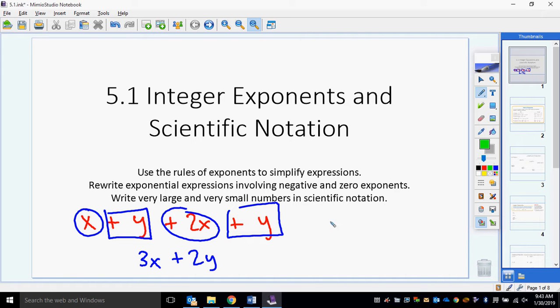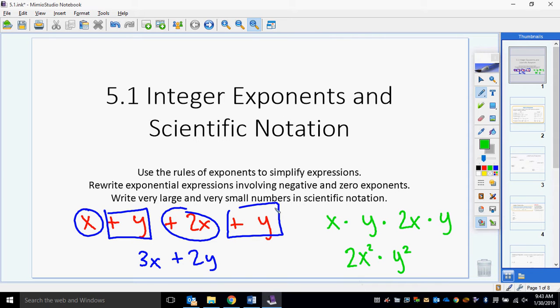What if I gave you the expression x times y times 2x times y? So now my addition signs change to multiplication. Well, what's happening here? Well, I have a y times a y. How do we write y times y? We write that as y squared. And I have a 2x times an x. Okay, so it's an x times an x. That's an x squared. And taking it times 2, there's a 2 out in front.